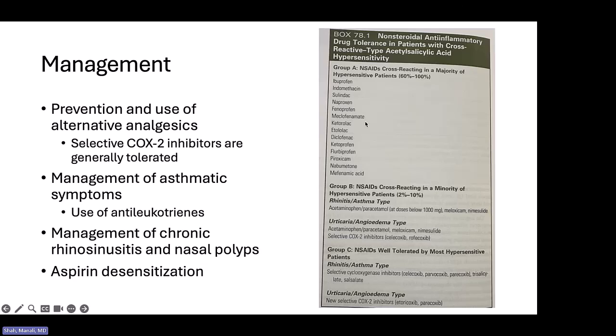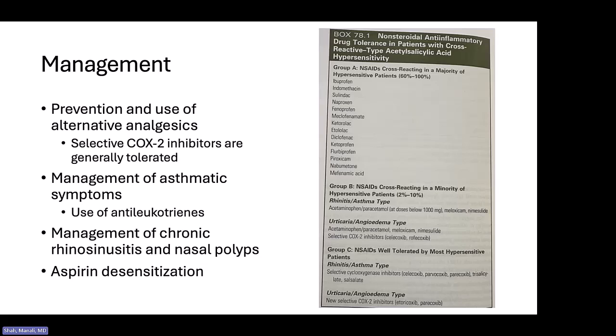So again, in the majority of patients, if they have this disease, they will have a reaction to these NSAIDs, but most of them will tolerate other types of NSAIDs, specifically the COX-2 inhibitors. So that's something that you can counsel your patient on, to use selective COX-2 inhibitors. Of course, managing the underlying symptoms as well, like asthma, chronic rhinosinusitis, and nasal polyps.